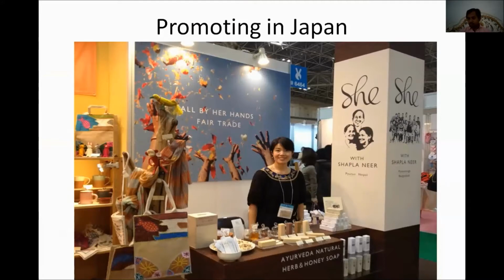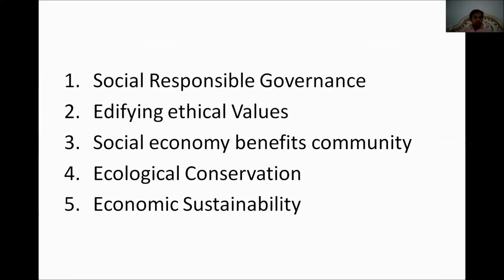This is the model that we work with, and it captures the 5 dimensions of social solidarity economy, how we work with producers and how that transforms the life of the people at the individual level and at the community level, and contributes overall to sustainable development. Particularly, we work on economic rights and economic benefits of the people. As has been mentioned, the 5 dimensions of the social economy are responsible governance, upholding ethical values, social economy benefiting the community, ecological conservation, and economic sustainability. All these 5 elements are very much converged into the 10 fair trade principles.